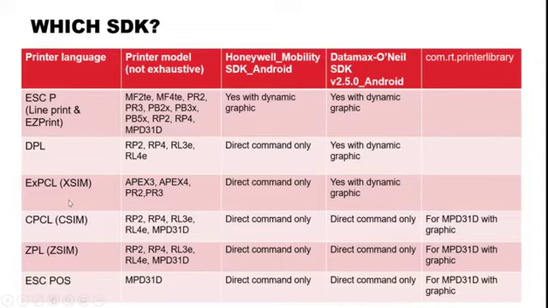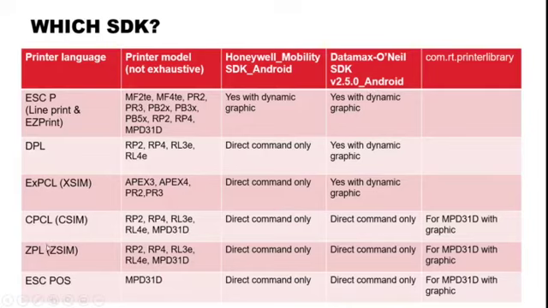In the Datamax-O'Neil printers, there is also a language, ExPCL, which is XSIM in our printers. This is supported in the Apex series and also the PR2 and PR3 series. Likewise, if you are using the Mobility SDK for Android, you can only use the direct command. And for graphics, again, you need to create your own graphic converter to download the graphics into the printers. For this, again, the Datamax-O'Neil SDK will support both the graphics and direct commands.